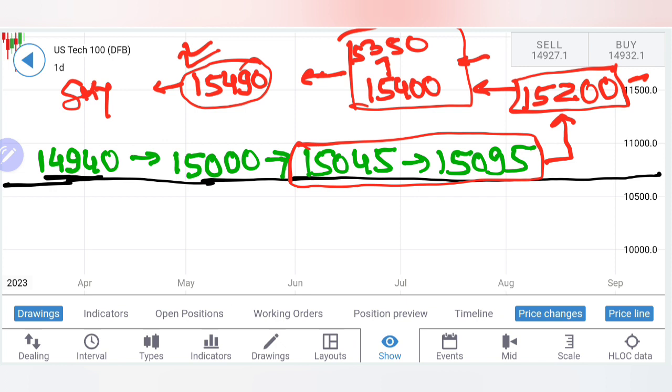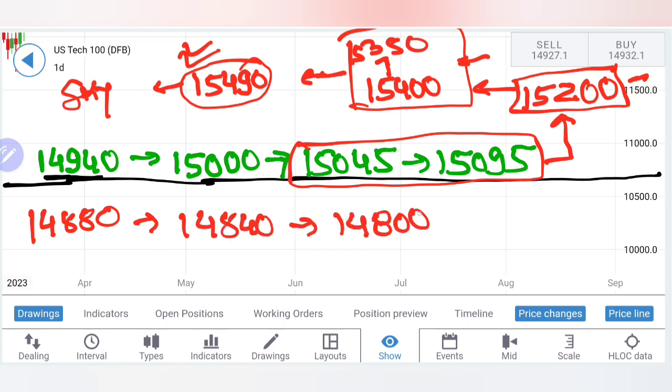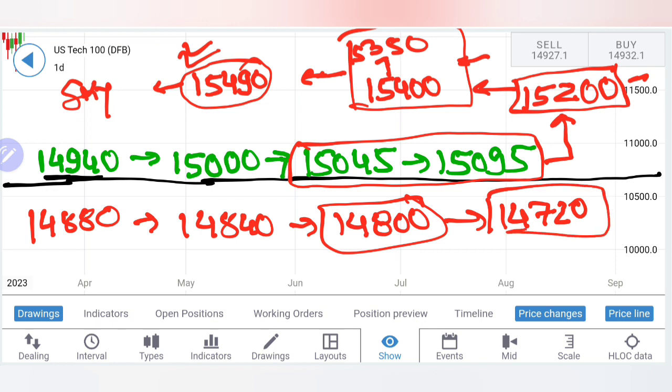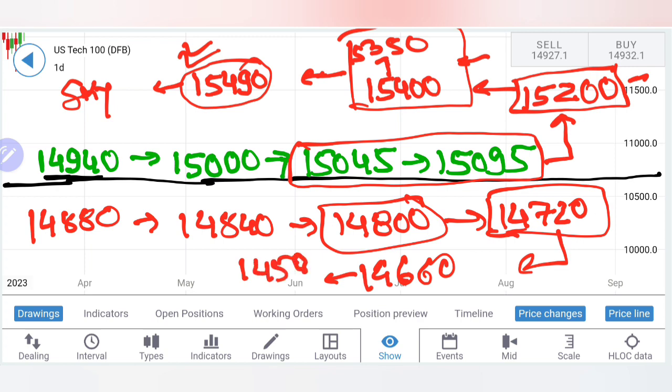Now on the sell side, 14,880 is the only level where I will recommend you to sell, but then also 14,840, 14,800. Now 14,800 is very good support on the downside, and then 14,720, 10-20 levels, is the next strongest support. If it stays below this, you can expect a sharper drop, which is going to take it towards 14,660, 14,500 levels. 14,500 is the ultimate support here on the downside. Below this, you can see 14,300 coming into the picture.